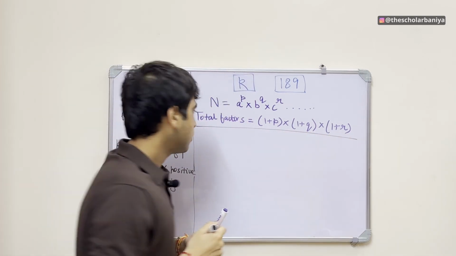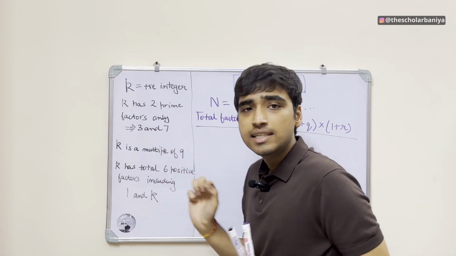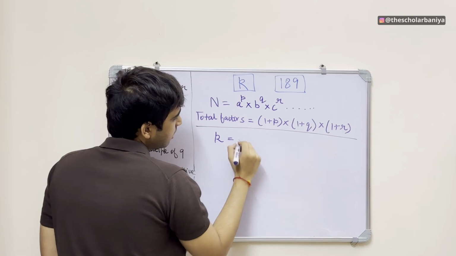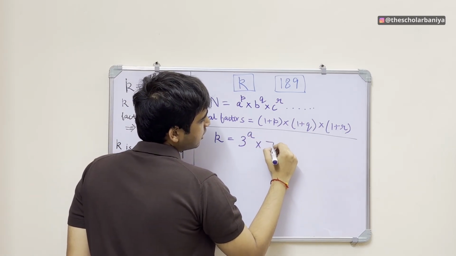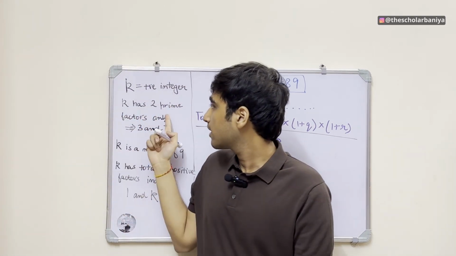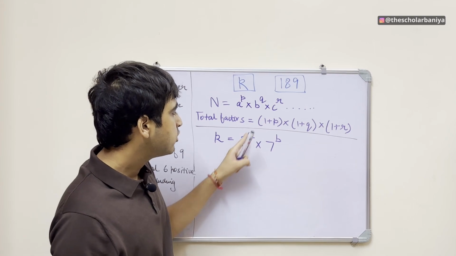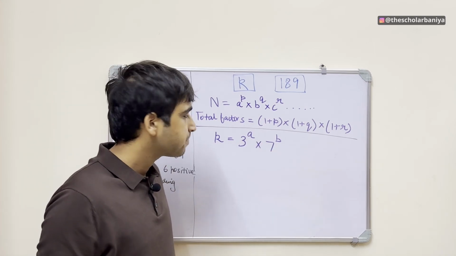Now in the given question, we know that k has only two prime factors, 3 and 7, which means we can write k as, for example, 3 to the power a into 7 to the power b, because k has only two prime factors, 3 and 7. So we can write k in the form of 3 to the power a into 7 to the power b, right? I hope this is clear.